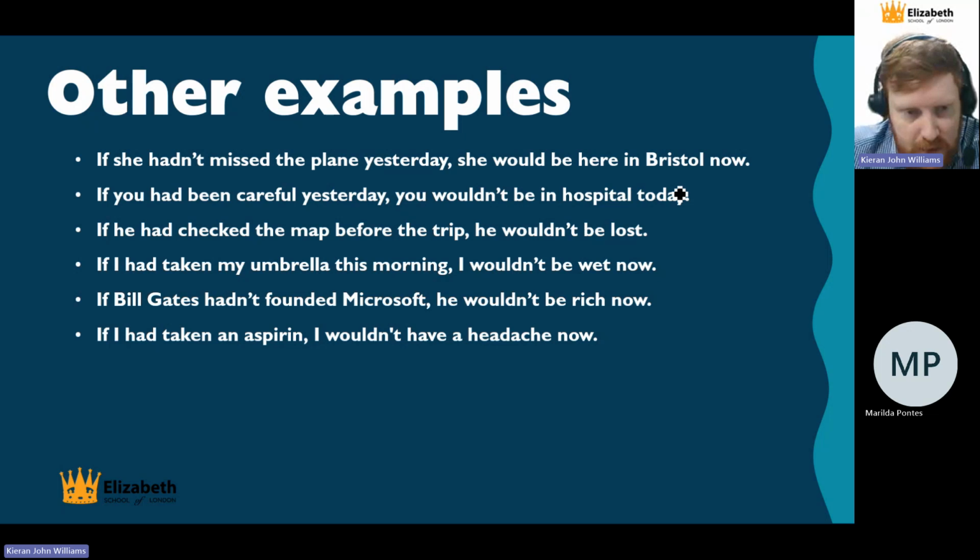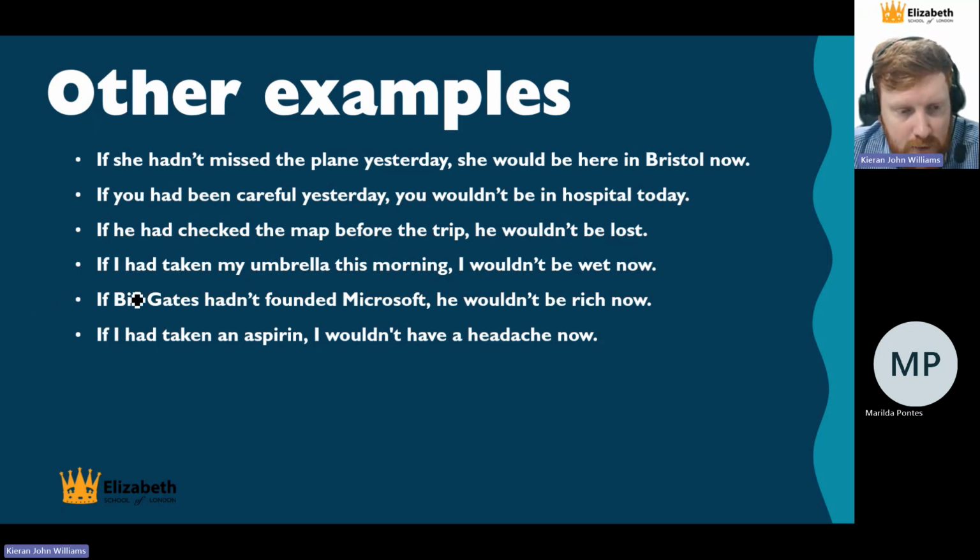On to the next sentence. If he had checked the map before the trip, he wouldn't be lost, now, today. So he didn't check the map. He is lost now. But if we make it unreal, if let's imagine he did check the map, that means he isn't lost now.